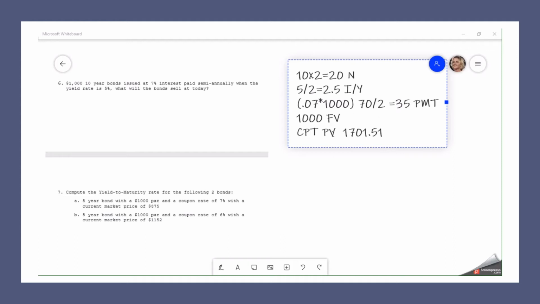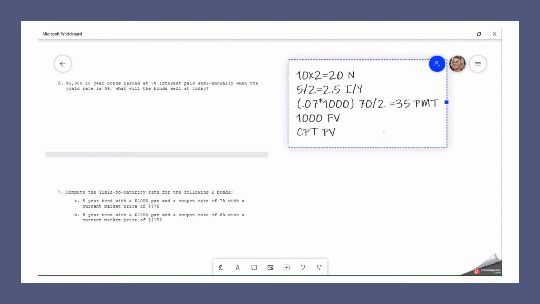So again, we're going to go to our time value money keys. It's 10 years and it's semi-annually, so we multiply by 2, and that gives us 20 semi-annual periods. The yield rate is 5%. We divide that by 2, and that gives us 2.5% IY. They pay 7% a year, but then it's going to go in semi-annual payments. So it's $70 annually. We need to divide that by 2 also to have a $35 payment. Sorry, this is not correct.